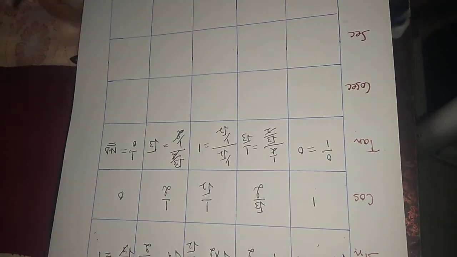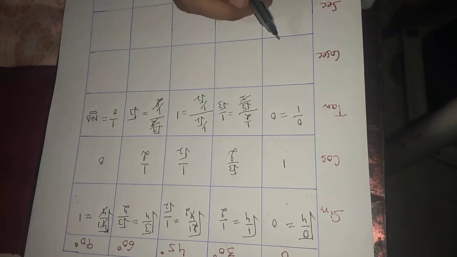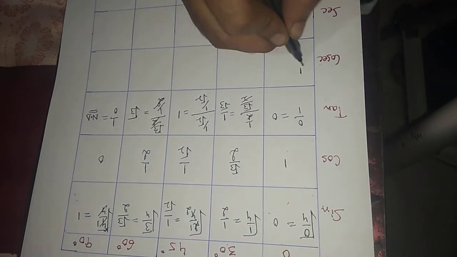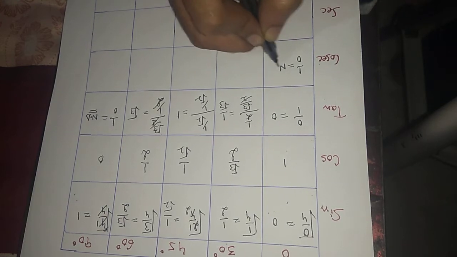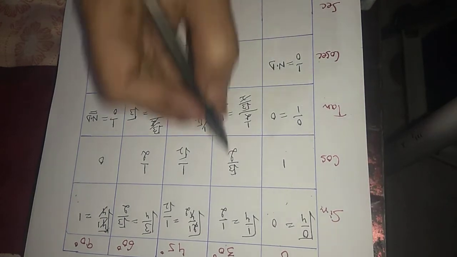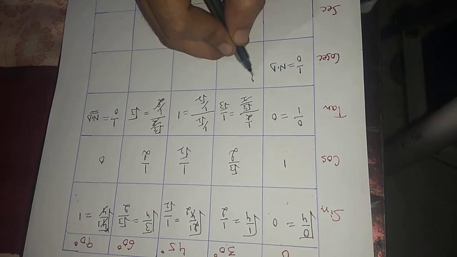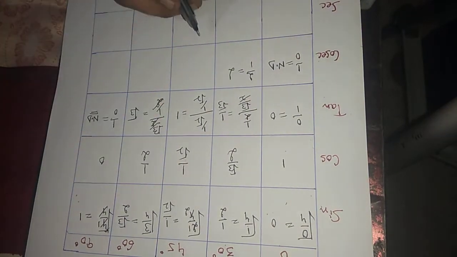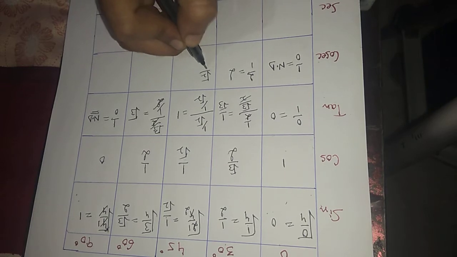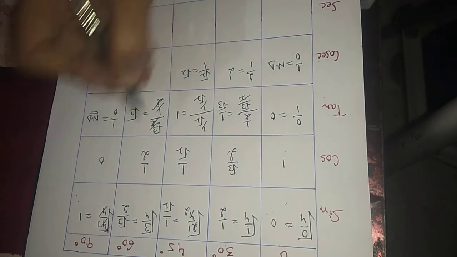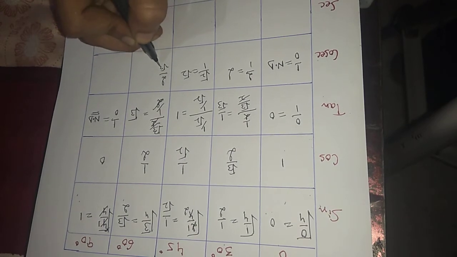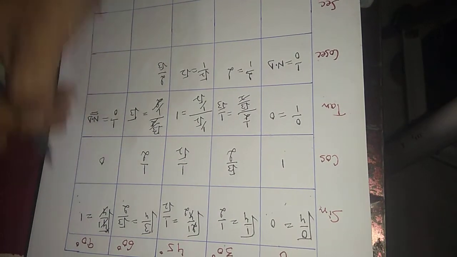Now for cosec, as we know cosec is the reciprocal of sine. So for cosec we just have to take the reciprocal of 0. That is 1 upon 0, again divided by 0, so it is not defined. The reciprocal of 1 by 2 is 2 by 1, which is 2. Reciprocal of 1 by root 2 is root 2 by 1, which is root 2. Reciprocal of root 3 by 2 is 2 by root 3. Reciprocal of 1, 1.